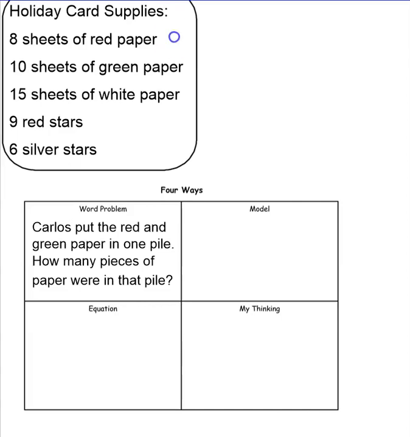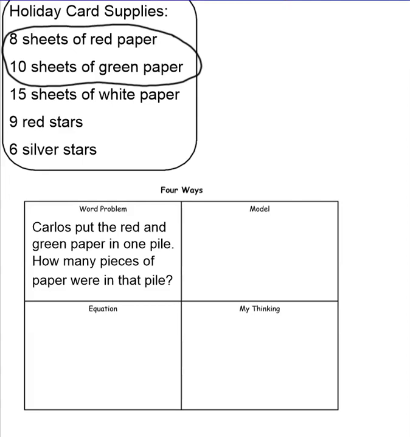That's right. We're going to need to know the red and the green paper. Are we going to need to know about the white paper? No, we don't need that data. Do we need to know about the stars? No. Carlos has only put the red and the green paper in one pile. So, what do these numbers mean? What does the 8 represent? That's right, the 8 represents the red paper and the 10 represents the green paper. So can we model that together?